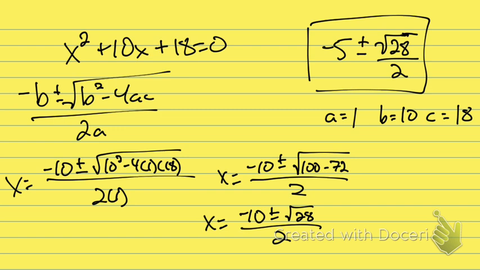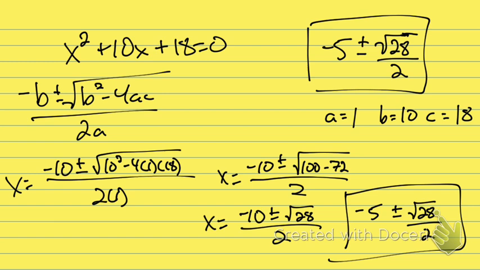So if I divide everything here by 2, I get negative 10 divided by 2 is negative 5. Square root of 28 divided by 2 is square root of 28 halves. Square root of 28 is 5.29. It's a big, ugly number. The answer I actually would prefer, but we're not there yet, is this number right here, square root of 28, is equal to 2 square roots of 7.